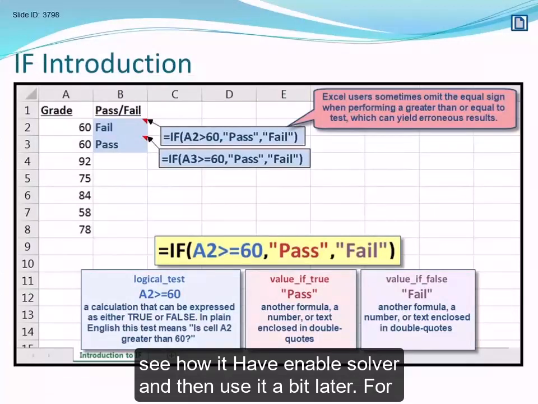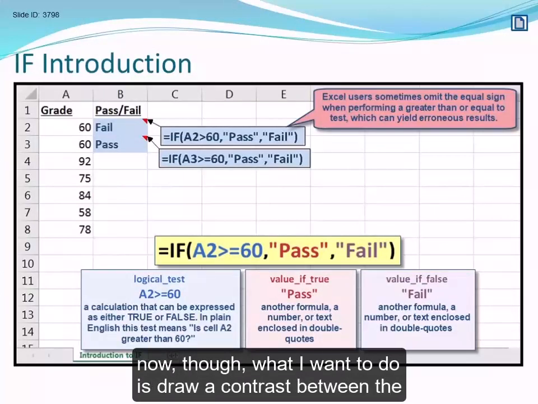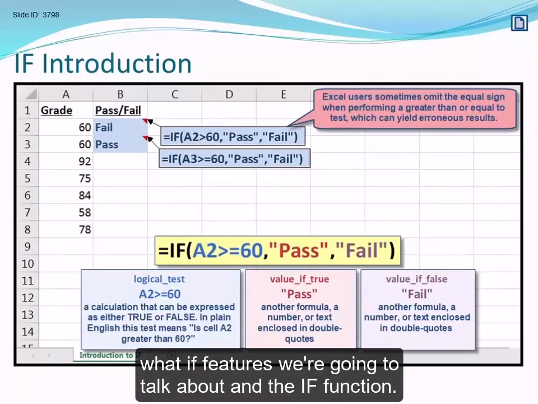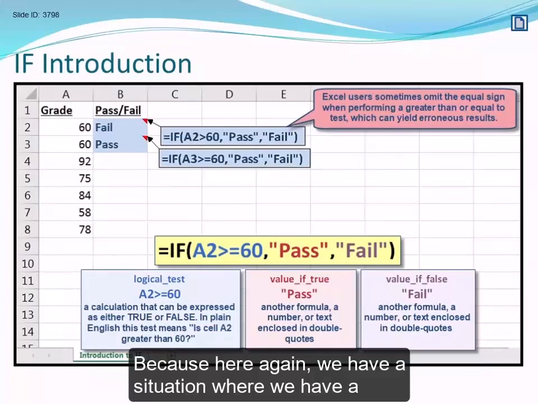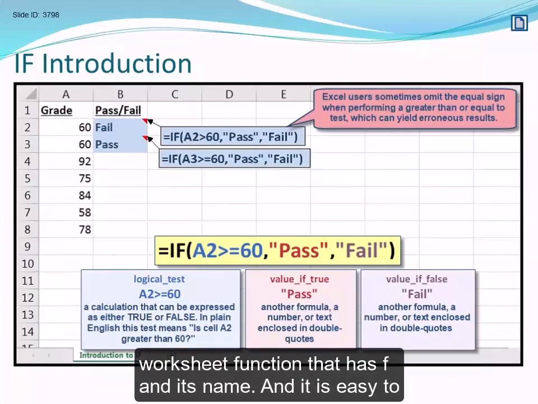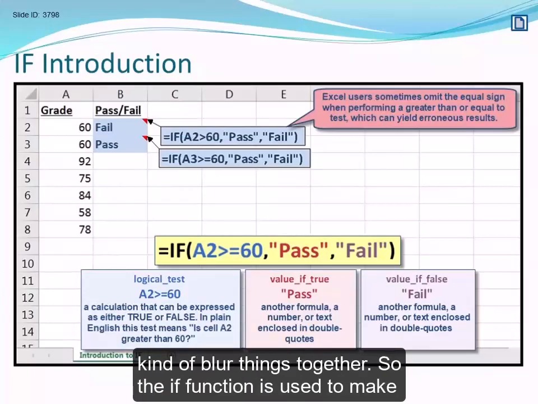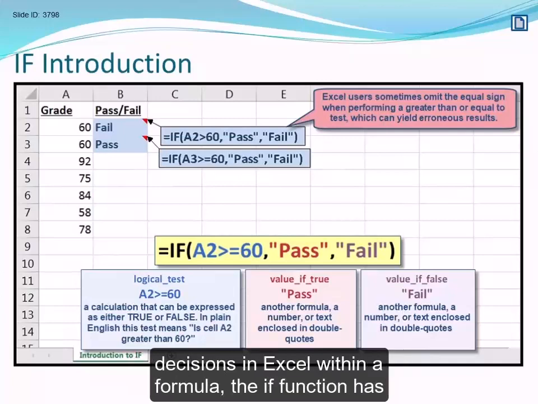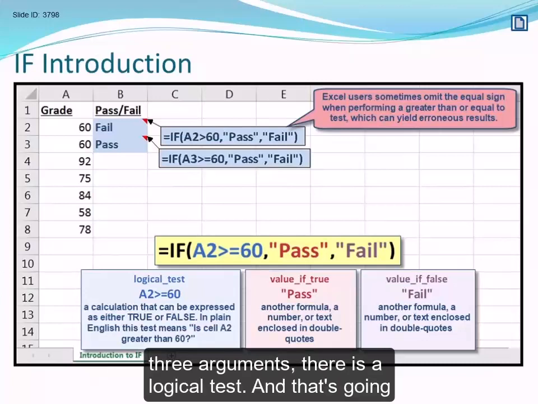For now, though, what I want to do is draw a contrast between the What-If features we're going to talk about and the IF function. Because here again, we have a situation where we have a worksheet function that has "if" in its name, and it is easy to blur things together. So the IF function is used to make decisions in Excel within a formula. The IF function has 3 arguments.